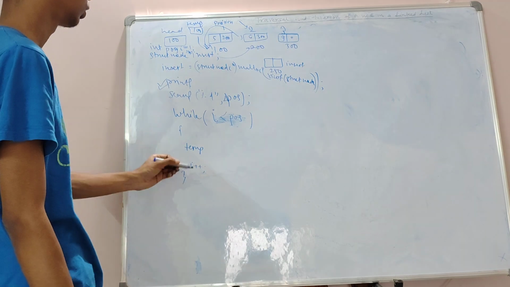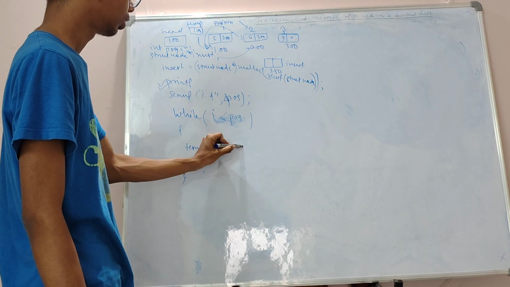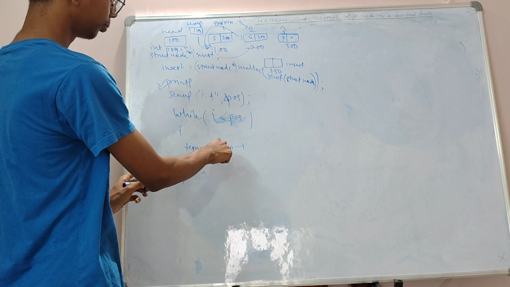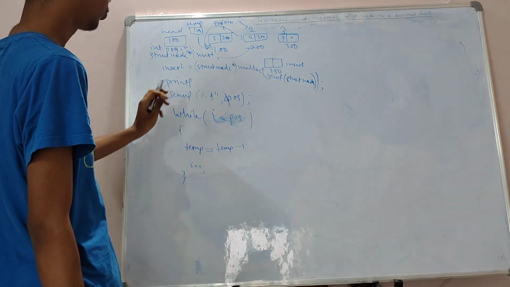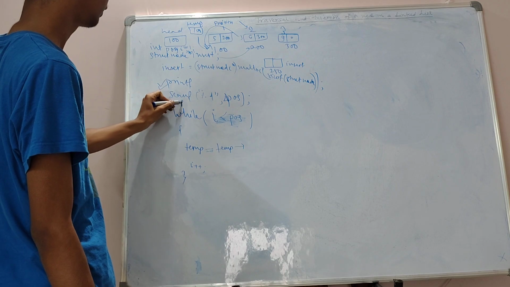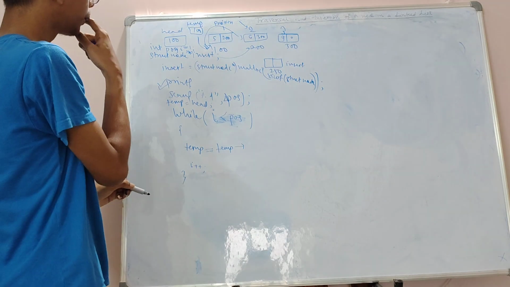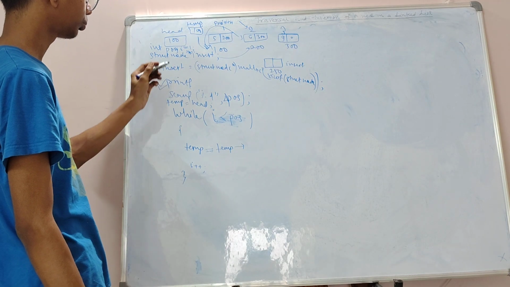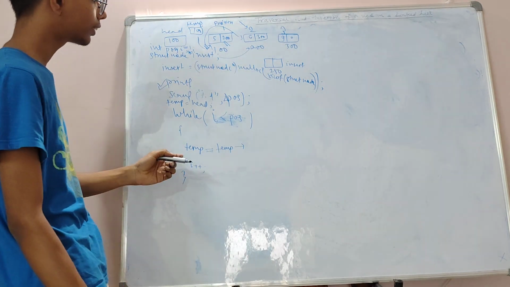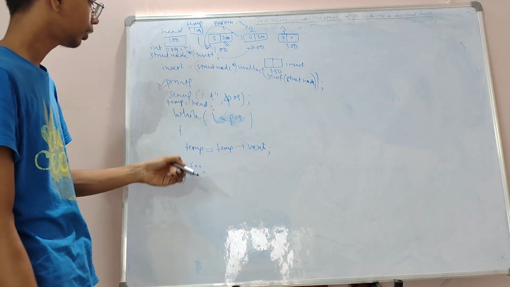And here, for my temp to go to the next part, first of all my temp will be equal to head, right? My temp is containing 100, so I will make it equal to head, and then temp will go to the next part and store the address of that next part, right? And then i plus plus.